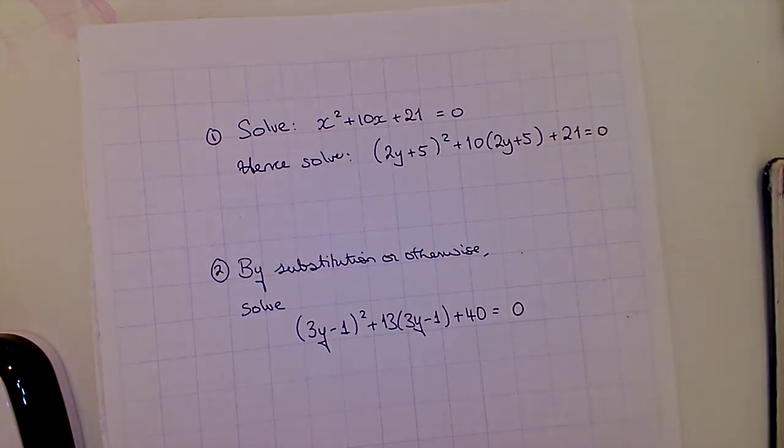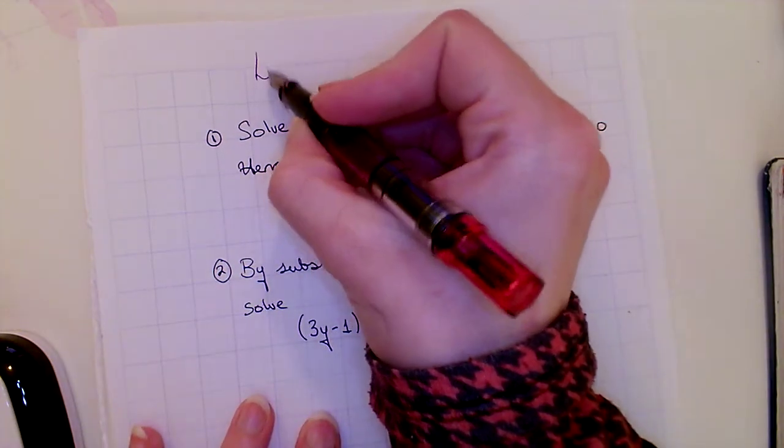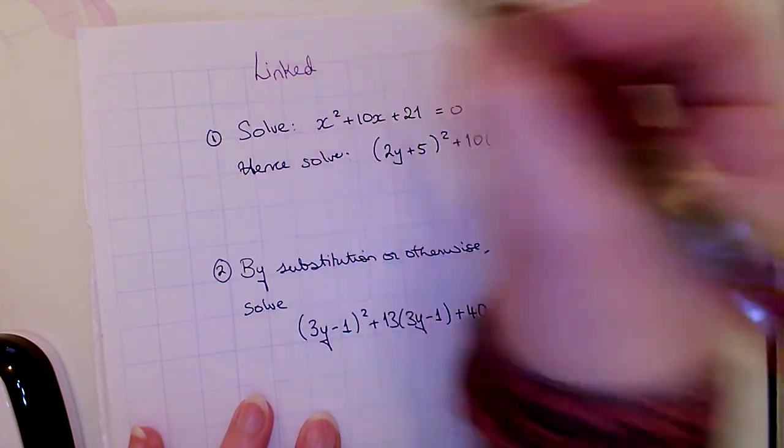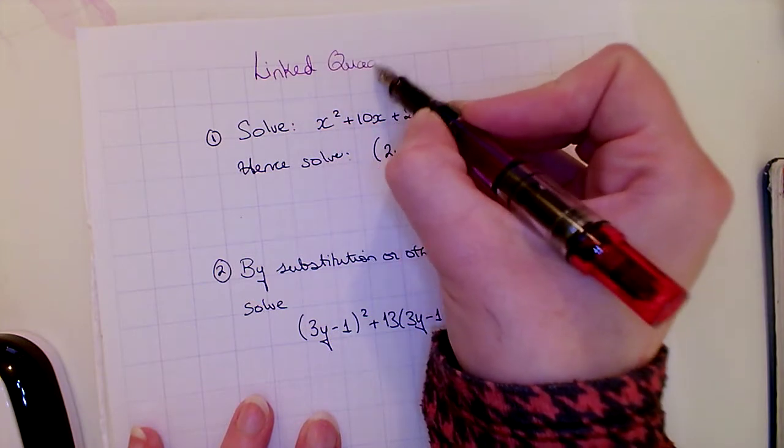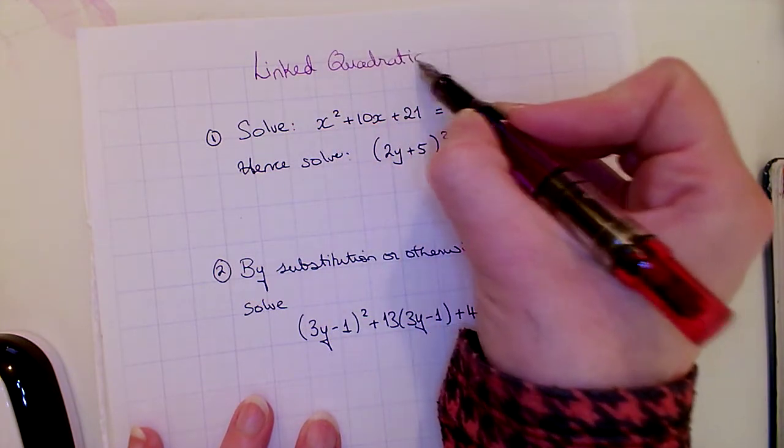So these were our quadratic equations by substitution, or they're sometimes called linked quadratic equations, because they're two different equations that are linked together by the same pattern.